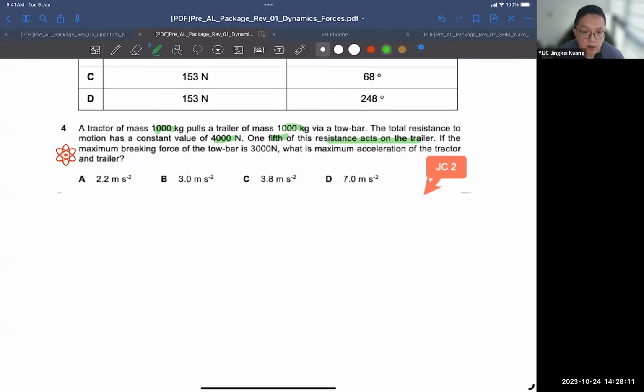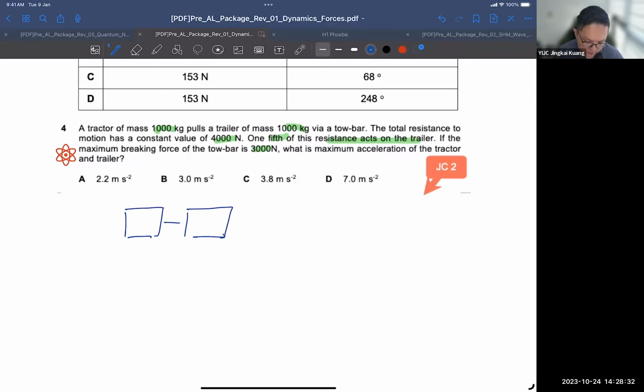All right. If the maximum pulling force or braking force of the tow bar is 3000 newtons, what's the maximum acceleration? The tractor is not important because everything depends on the tow bar. So let's draw the diagram first. We draw the tractor and then the tow bar.